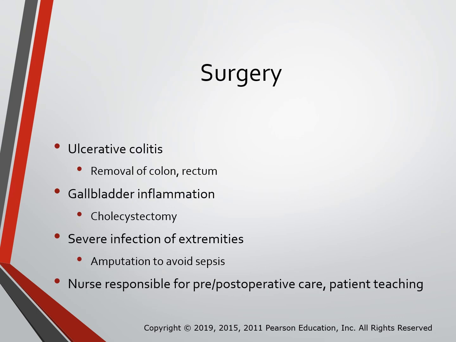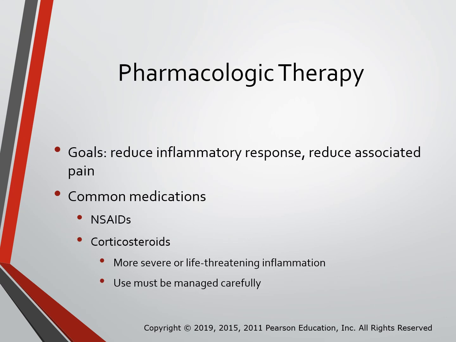Surgery. For example, patients with ulcerative colitis may require surgery to remove the colon and rectum. Patients with gallbladder inflammation caused by recurrent gallstones or other conditions may undergo a cholecystectomy or gallbladder removal. Patients with severe infection and inflammation of extremities may require amputation of the damaged part to avoid life-threatening sepsis. When a patient's condition is treated with surgery, the nurse is responsible for pre- and post-operative care and patient teaching. So we do a lot of patient teaching.